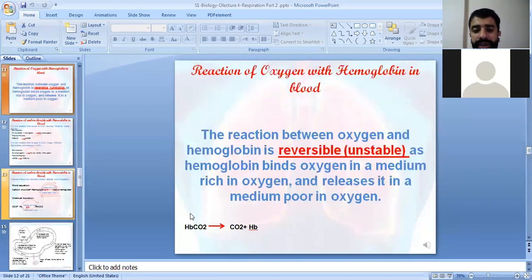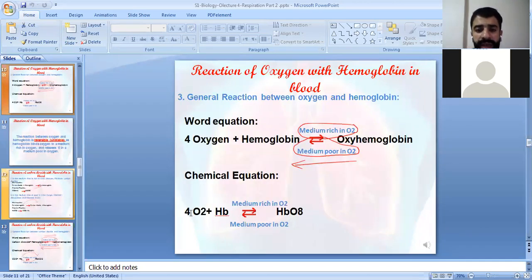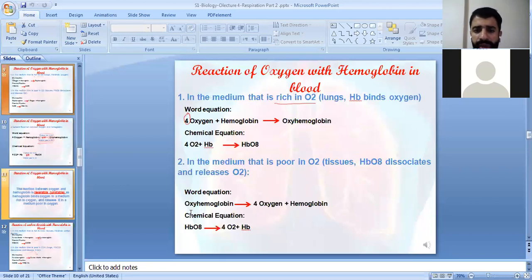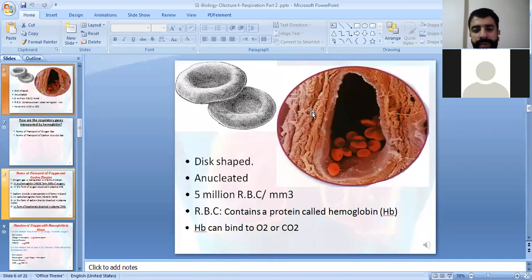And you have to know the reaction between oxygen and hemoglobin, which is reversible, it's unstable. And you have to study the chemical equation and the word equation as well, in addition to the forms of transport of oxygen and carbon dioxide by hemoglobin.